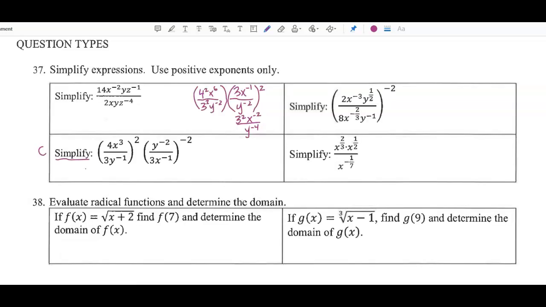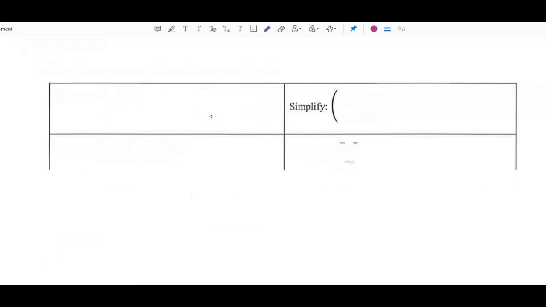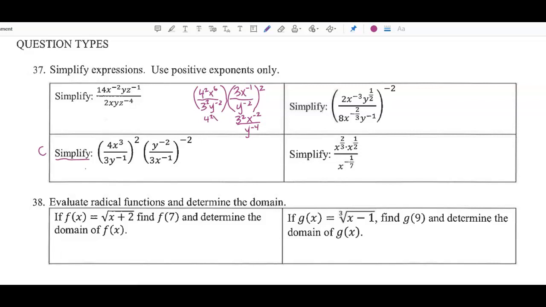I don't know why it's doing that. And then our other one, it says this.